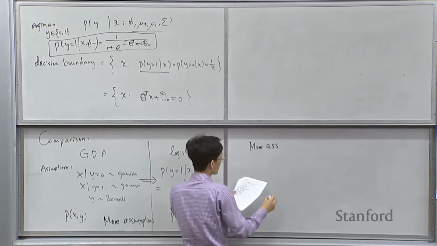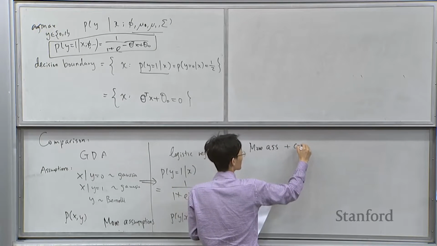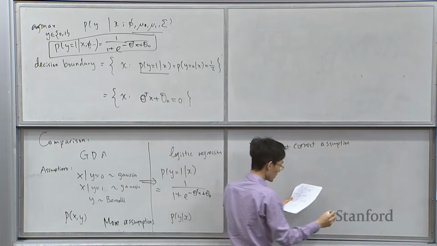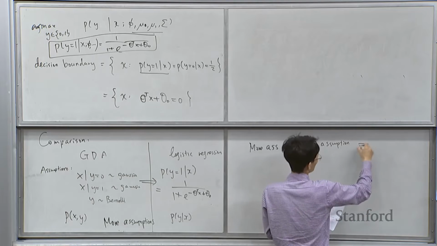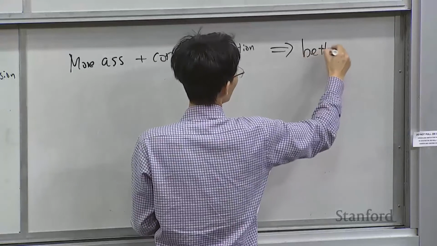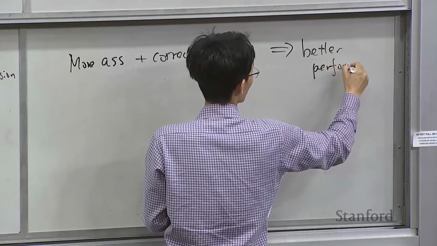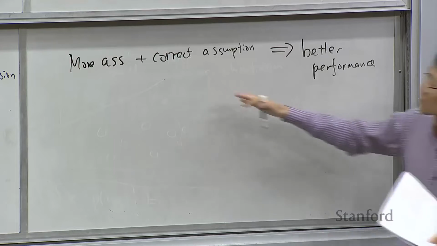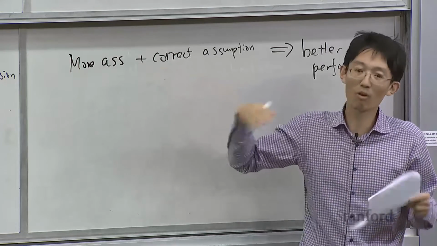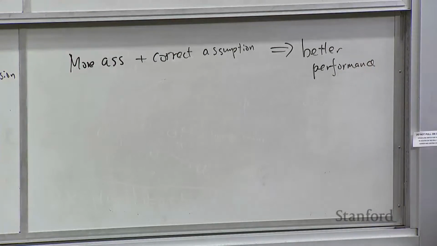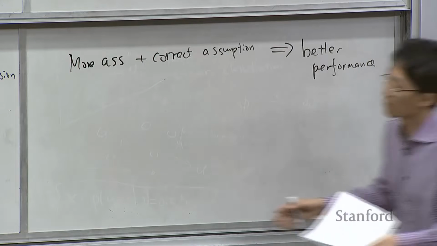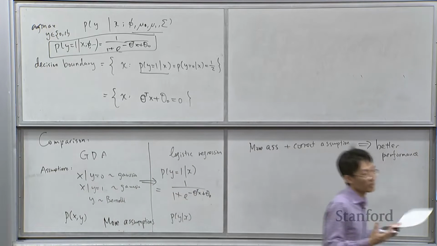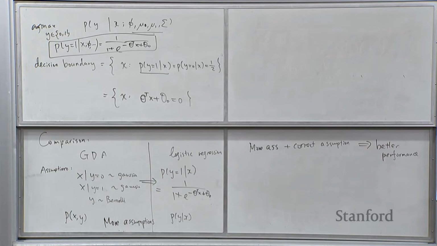then typically, if your assumption is correct, this pretty much implies you have better performance. Of course, this is not a mathematical statement, but it's reasonably intuitive, because if you have more assumptions, it means you are using your prior knowledge about the world. Here you are using your prior knowledge that X given Y is Gaussian. And if you use that prior knowledge correctly, then you should have better performance.